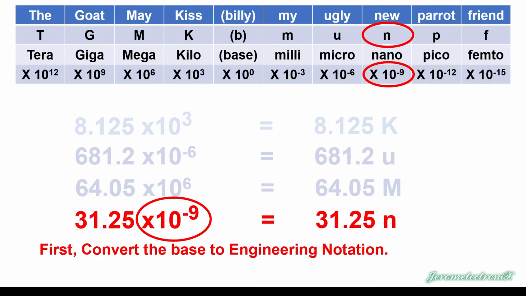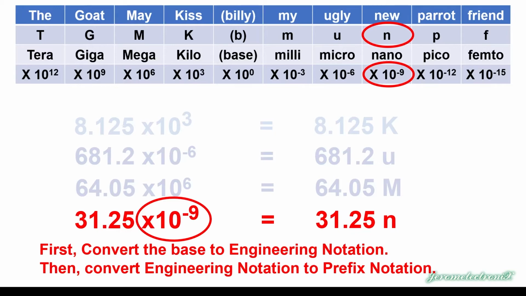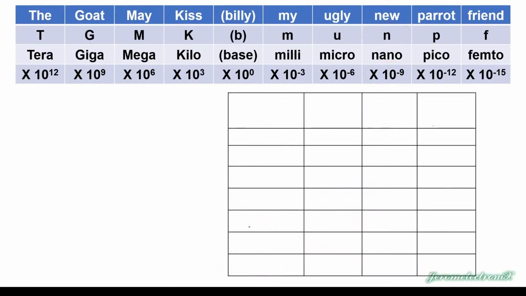So again, first, if you're given a base number, convert it to engineering notation. Then trade the times 10 to whatever exponent it is for the letter, the prefix. In this case, it was an N, and you're done. You could also, instead of just saying N at the end of this one, say nano as well, and it would still be correct. So that's how you convert engineering notation into prefix notation.